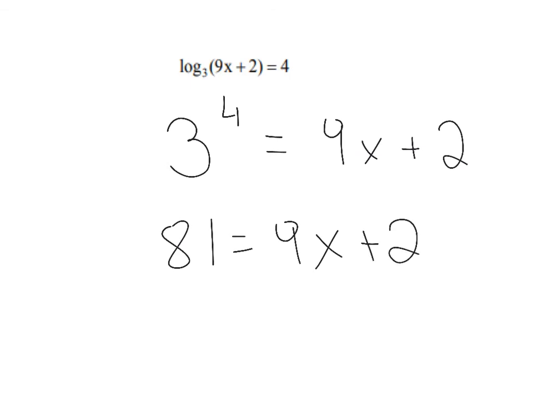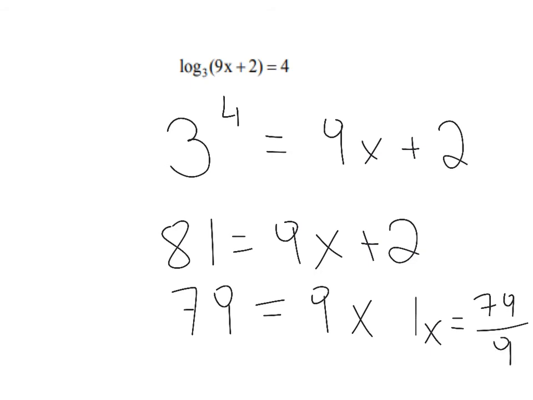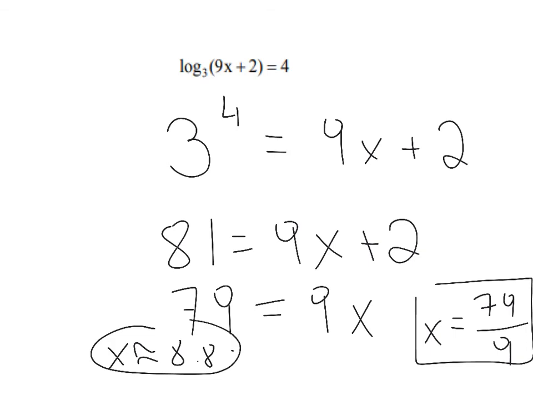Subtract 2, subtract 2. 79 is equal to 9x. So x equals 79 over 9. I don't believe you can simplify it. As a decimal, it will be 79 divided by 9. It will be about 8.8. So x is approximately 8 and 8 tenths. Okay?